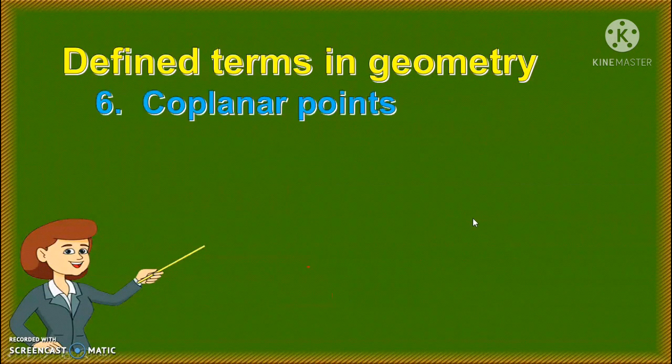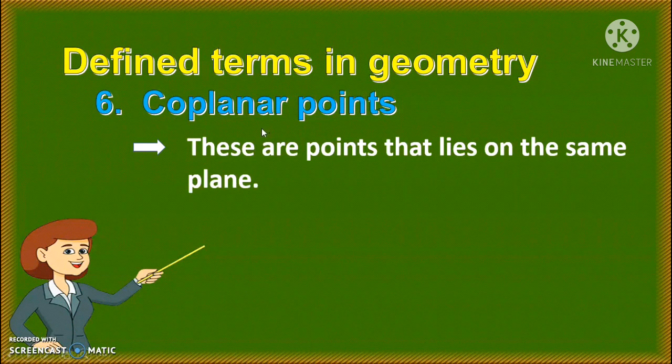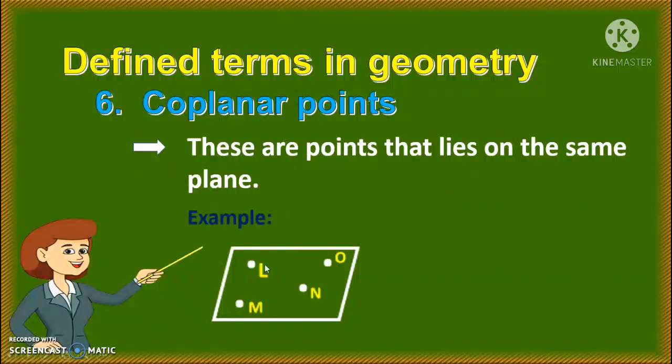Next is coplanar. Coplanar points are points that lie on the same plane. Kanina, na-discuss na natin yung plane. Pag points na nandyan sa loob ng plane, sa iisang plane, tinatawag na coplanar points. So we have 4 points, L, M, N, O. Nandyan sila sa loob ng iisang plane, so they are called coplanar points.